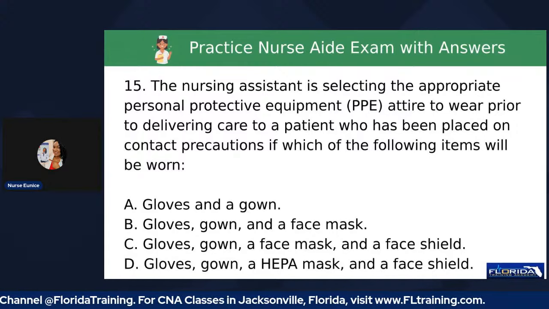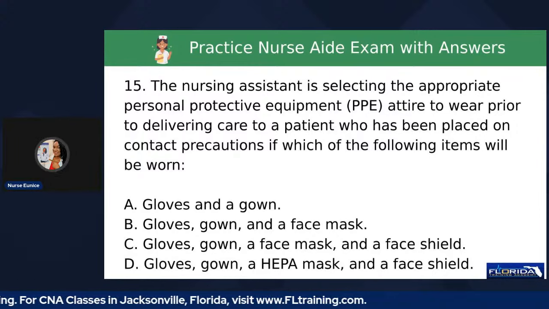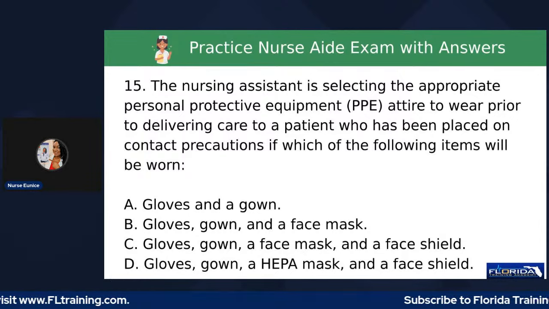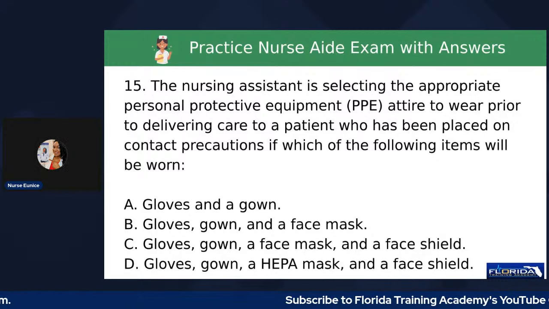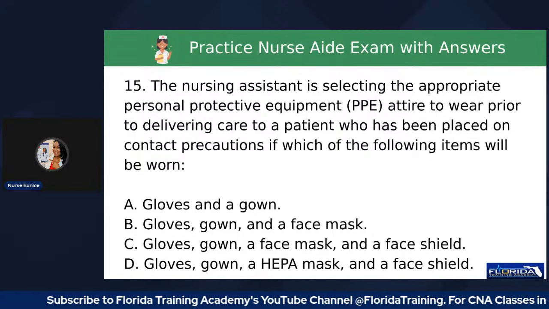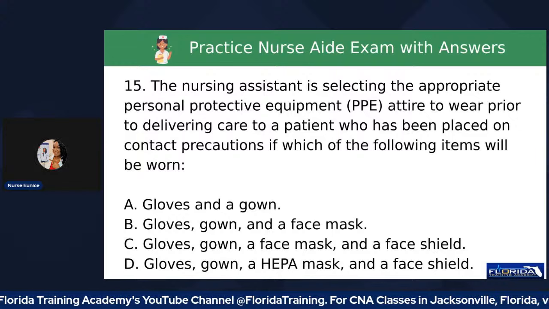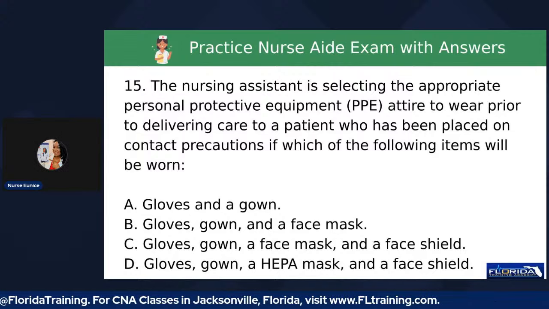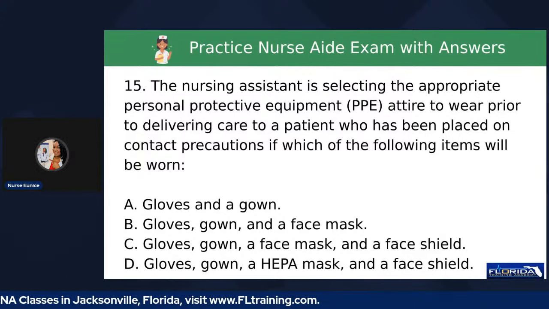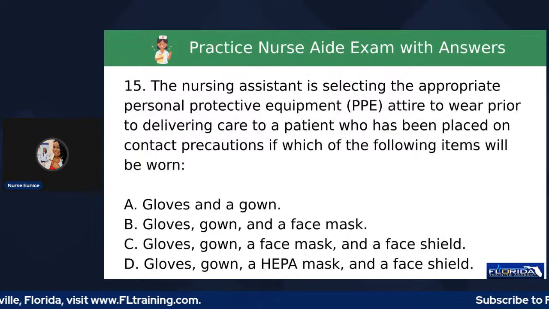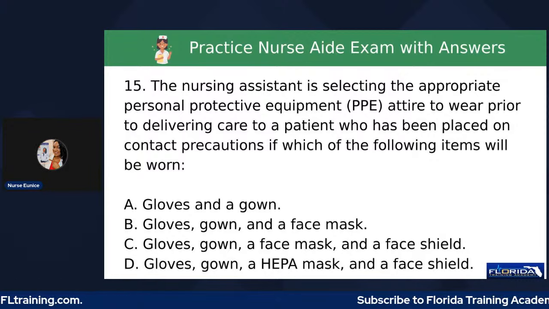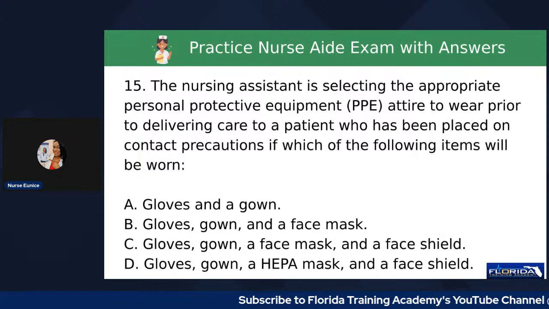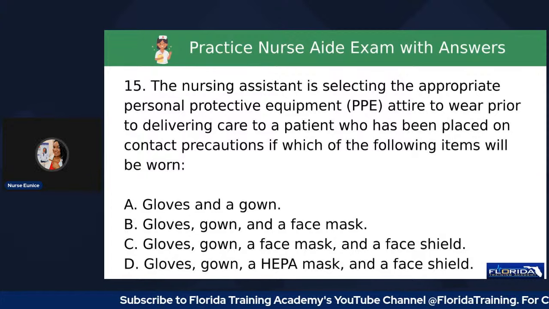15. The nursing assistant is selecting the appropriate PPE attire to wear prior to delivering care to a patient who has been placed on contact precautions. You'll also hear us say contact isolation. Which of the following items will be worn? Is it A, gloves and a gown for contact precautions? B, gloves, gown, and a face mask? C, gloves, gown, face mask, and a face shield? Or D, gloves, gown, a HEPA or N95 mask and a face shield? Your patient is on contact precautions. What all do you have to put on?